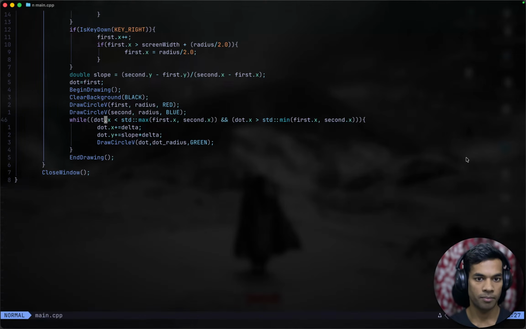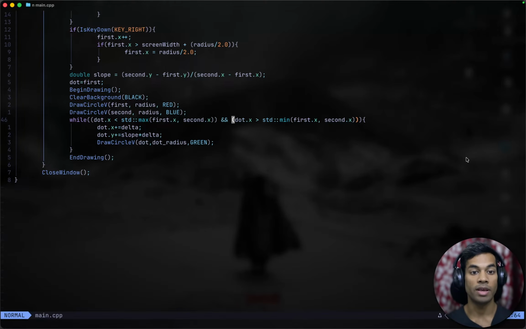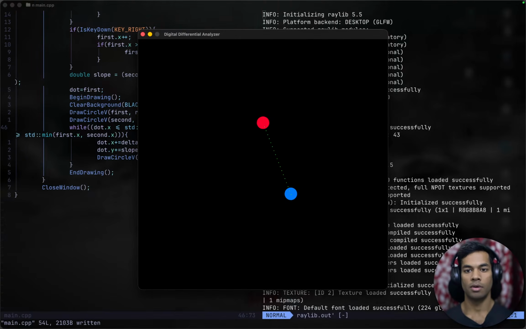Yes. Smaller than first dot x and okay, shade equal to, and here also equal to, and yo, let's go. Okay, okay, okay. This is working. That is actually working.